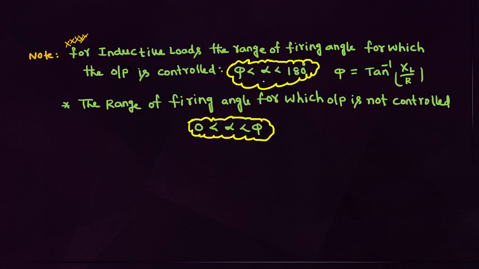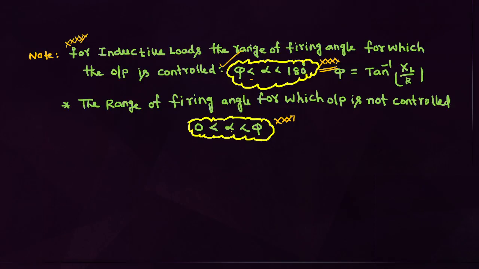That is, if phi is the power factor angle, then for inductive loads, the output is controlled for phi to 180 degrees. For what range of firing angle is the output controlled? Phi to 180 degrees. For what range of firing angle is the output not controlled, students? 0 to phi. If the firing angle is 0 to phi, the output is not controlled.